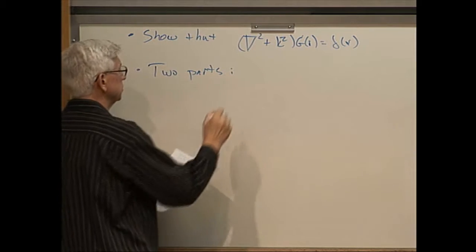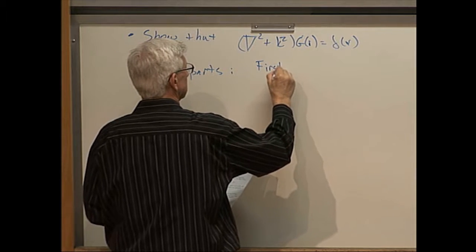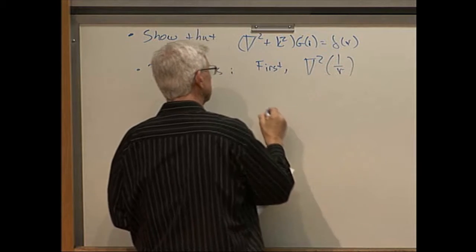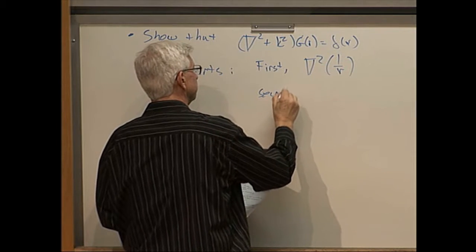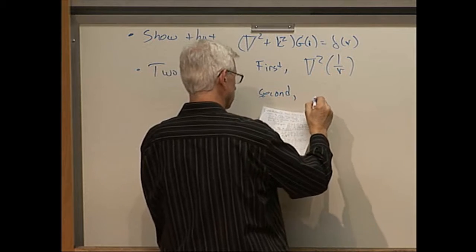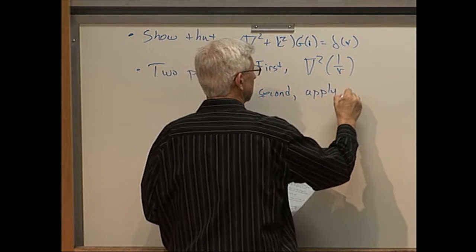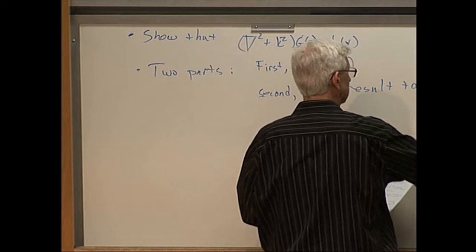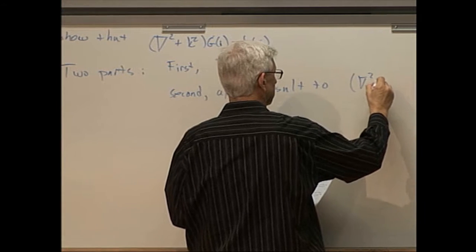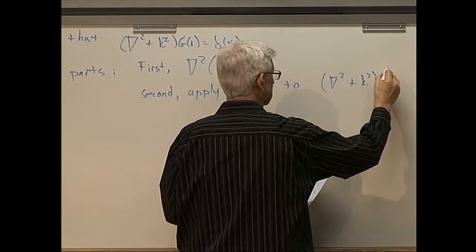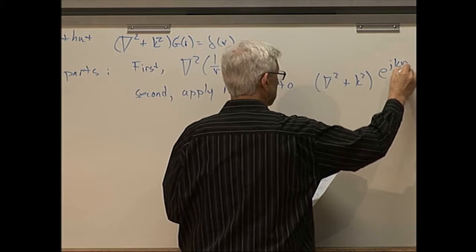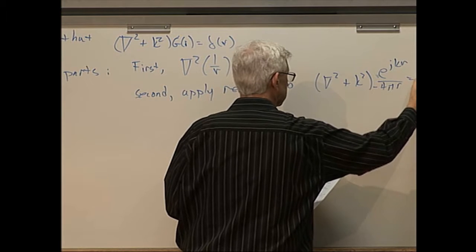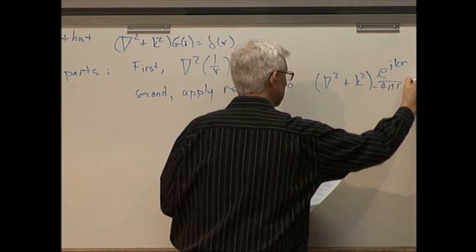And first is going to be looking at just the differential operator on 1 over R. And then we're going to apply that result to the equation that we want to show, del squared plus k squared of e to the j k r over minus 4 pi r is equal to a delta function at the origin.